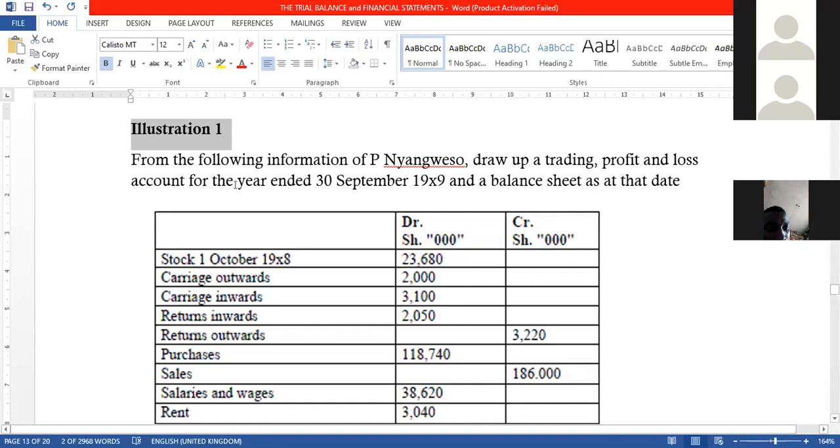From the following information of P. Nyangweso, draw up a trading profit and loss account for the year ended 30th September 1999, and a balance sheet as at that date. So let us write that information very fast. Write it in your books so that you have a point of reference. I'm giving you five minutes to write this up.